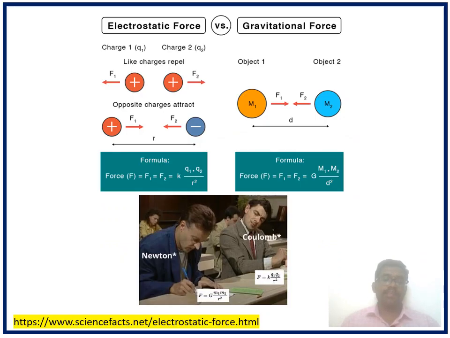Here we can see the similarity between electrostatic force and gravitational force. Electrostatic forces are the forces created between two charged particles. This is also known as Coulomb force. Whereas gravitational forces are the forces created between any objects in the universe. It is called Newton's law. Both forces are similar, but they differ in their objects. The first represents the force between charged particles, and the second represents the force between any objects in the universe.